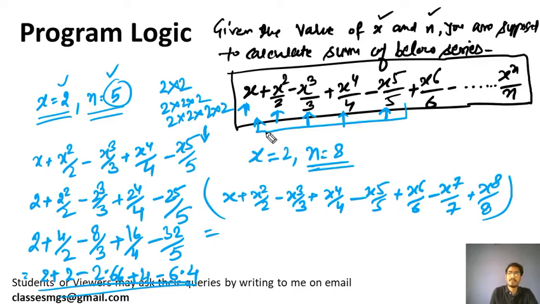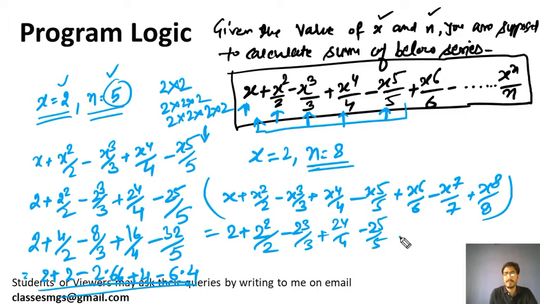We will solve it very similar to what we have solved here. 2 plus, putting the x value, 2 raised to the square divided by 2, minus 2 cube by 3, plus 2 raised to power 4 by 4, minus 2 raised to power 5 by 5, plus 2 raised to power 6 by 6, minus 2 raised to power 7 by 7, plus 2 raised to power 8 by 8. Now solve this series and you will get the answer.